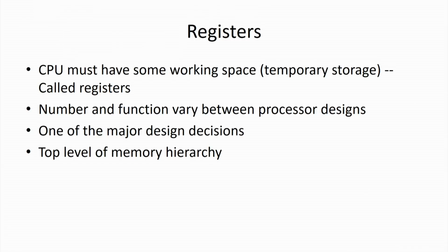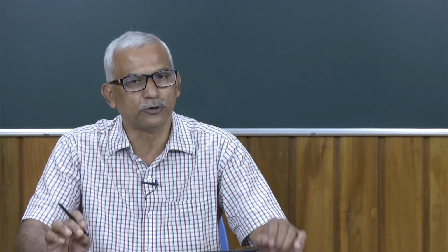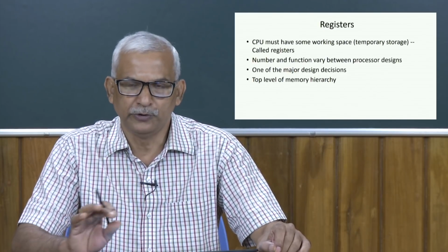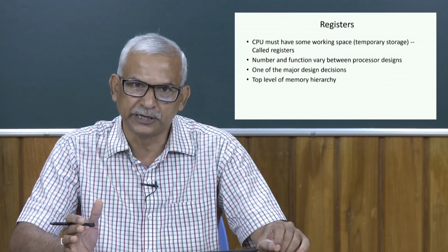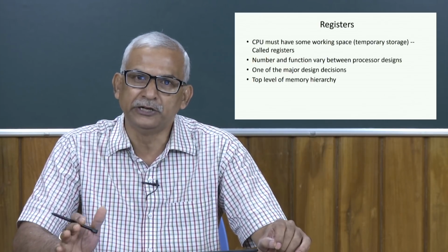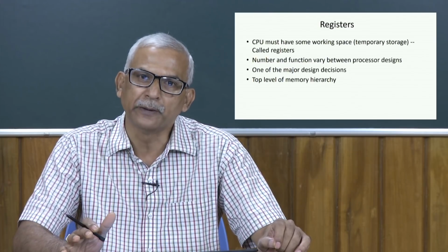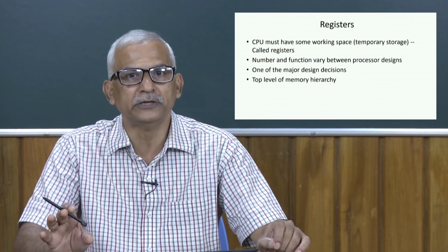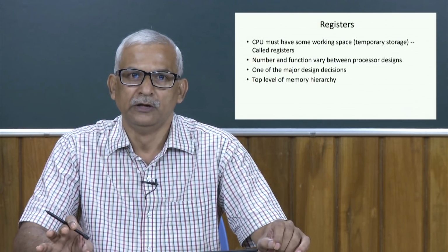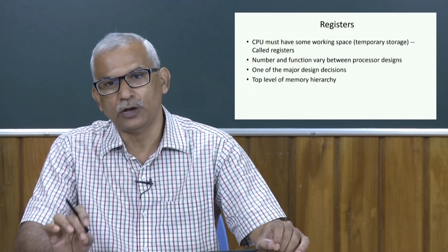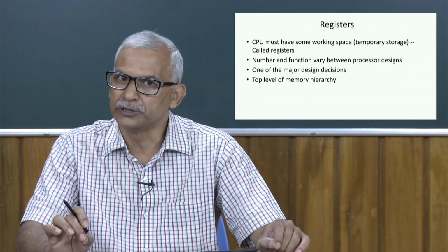After that, once we have the information inside the processor, the processor can carry out the work according to our requirement. So, the number of functions varies between processor designs. What is the number of registers that we may have inside a processor? What are the functions of those registers? It depends on the design of the processor. So, it varies from design to design. This is one of the major decisions in processor design, and we have to see how many registers we are going to keep and what the purpose of these registers is.